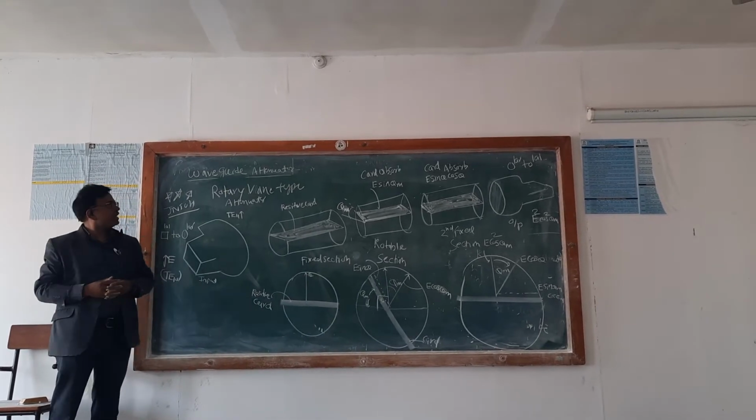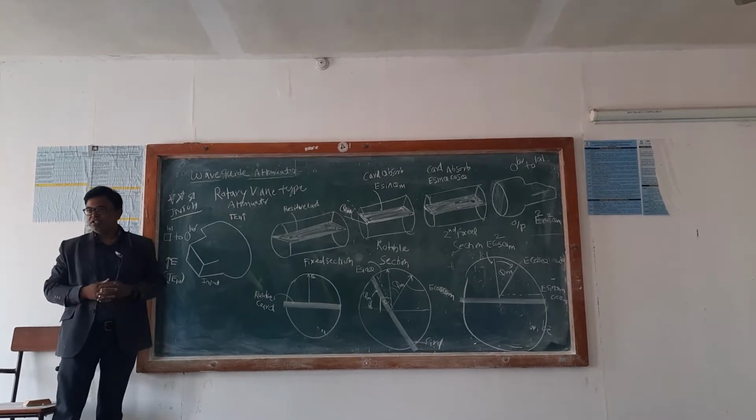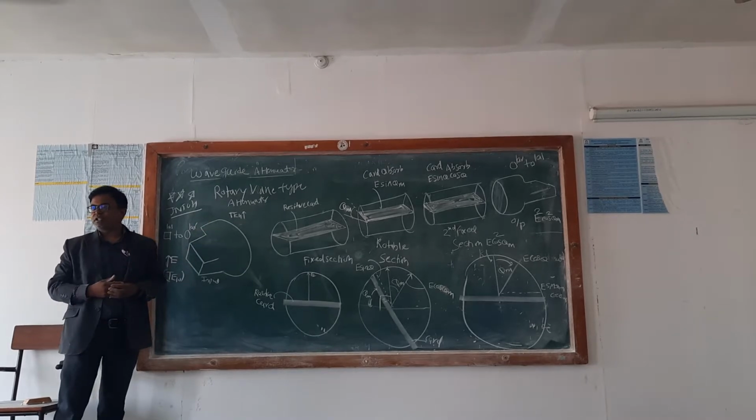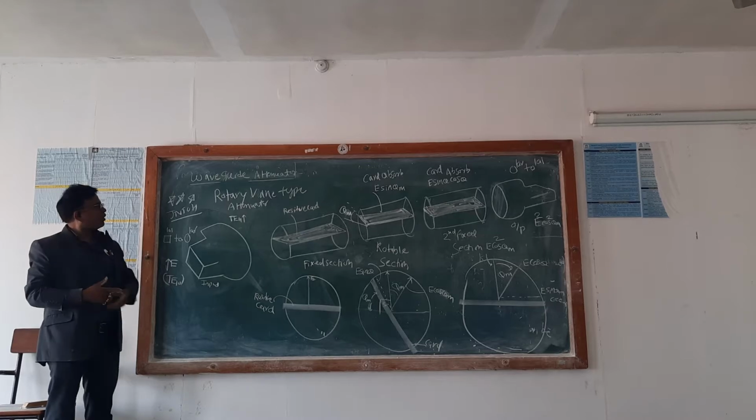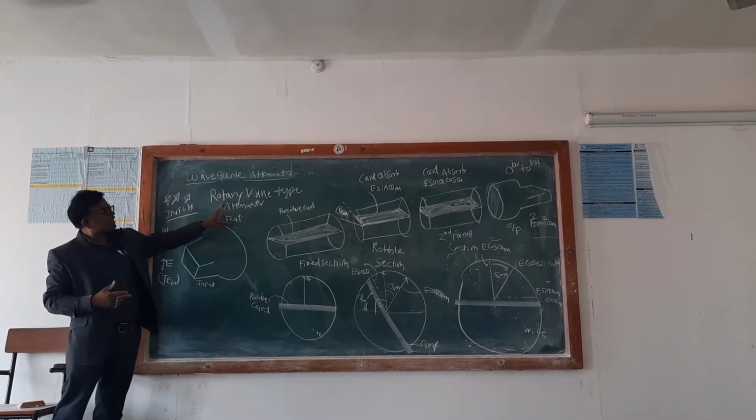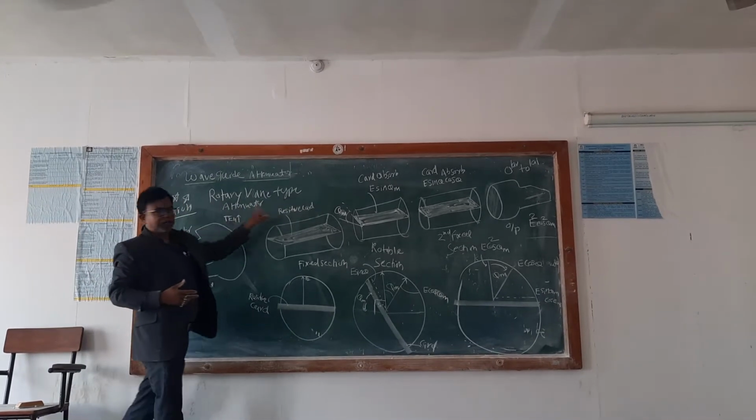I am going to demonstrate a very important topic. The name of the topic is waveguide attenuators. Now, as we learned about the fixed type of attenuators, we are going to learn about a new type of attenuator, that is the rotary vane type of attenuators.